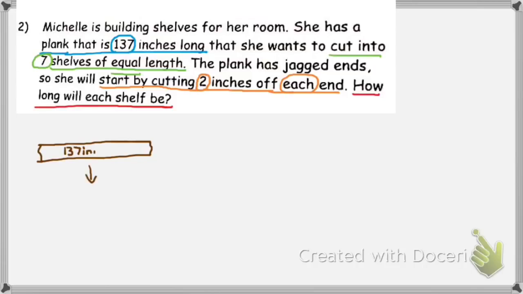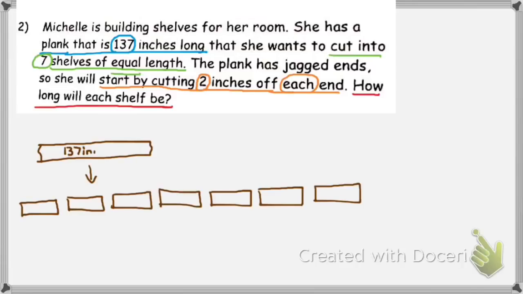And she's going to take this plank and she's going to make it into 7 shelves. Draw my shelves and number them. 1, 2, 3, 4, 5, 6, 7. To make sure I have the right amount, I do. The next thing that tells me is that she's going to start by cutting 2 inches off each end. I'm going to make a line for 2 inches off this end, and make another line on the other end to cut 2 inches off that end.